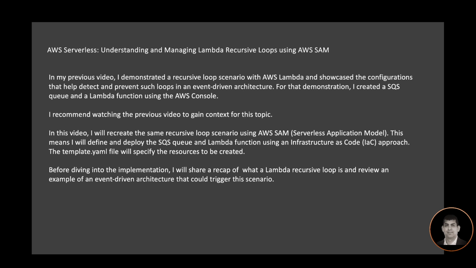In this video, I will recreate the same recursive loop scenario using AWS SAM. This means I will define and deploy the SQS queue and Lambda function using an infrastructure as code approach. The template.yaml file will specify the resources to be created. Before diving into the implementation, I will share a recap of what a Lambda recursive loop is and review an example of an event-driven architecture that could trigger this scenario.